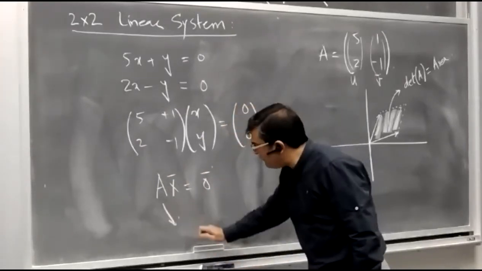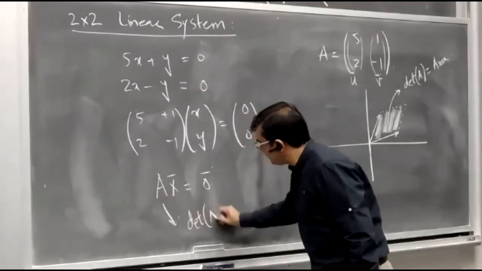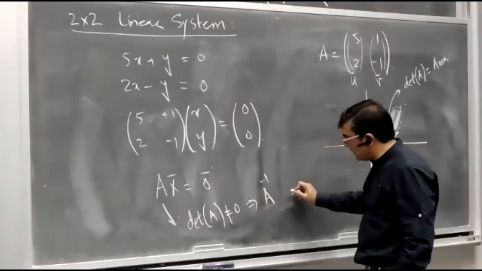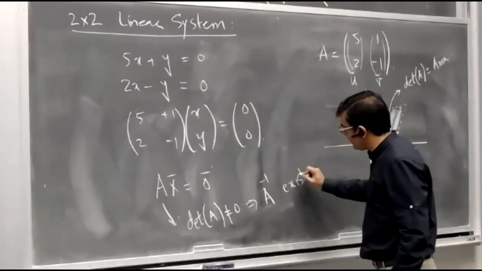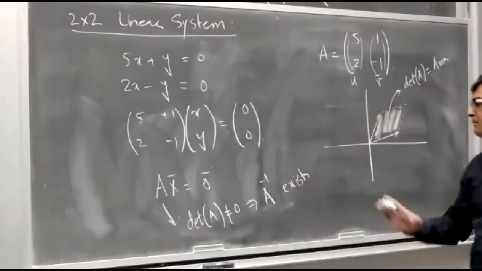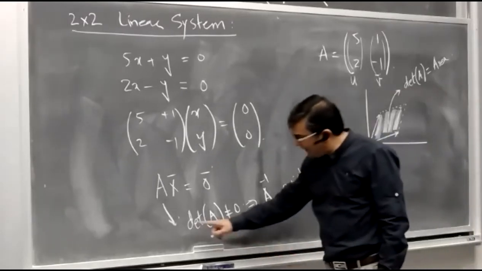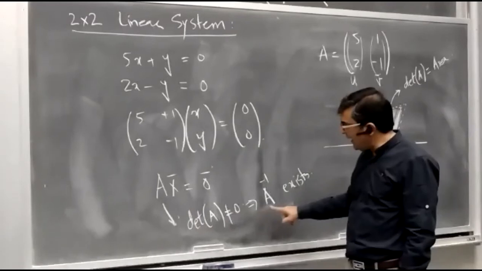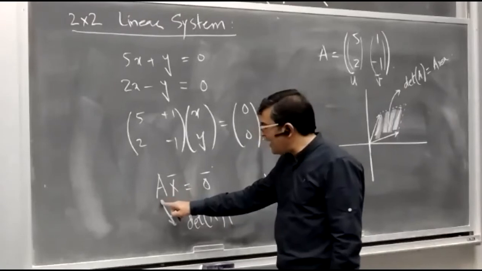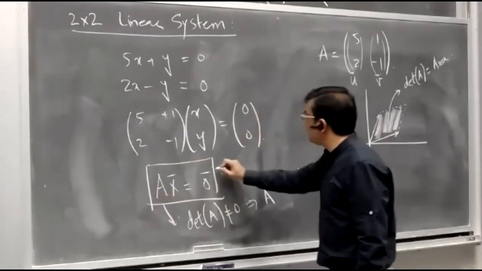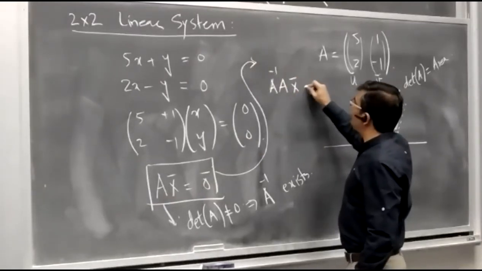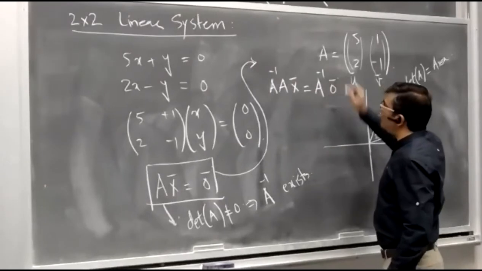If the determinant of A matrix is not zero, then what? It means A is invertible. A inverse exists. You got it? Do you agree with me? If the determinant of any matrix is not zero, then its A inverse will definitely exist. If A inverse exists, then here you have this homogeneous linear system, so what can we do? You can multiply A inverse on both sides. Okay? You get A inverse times zero.